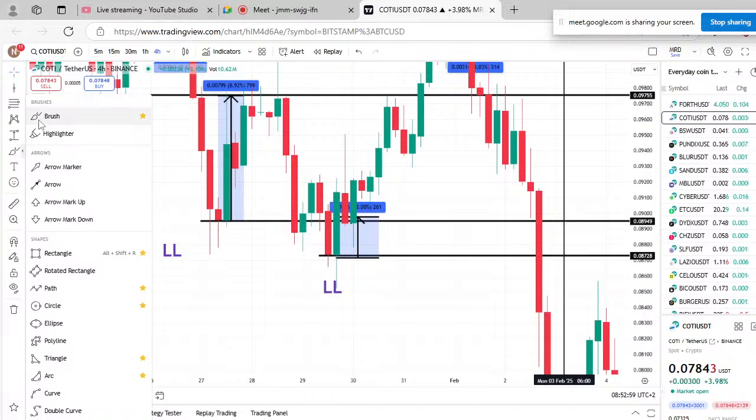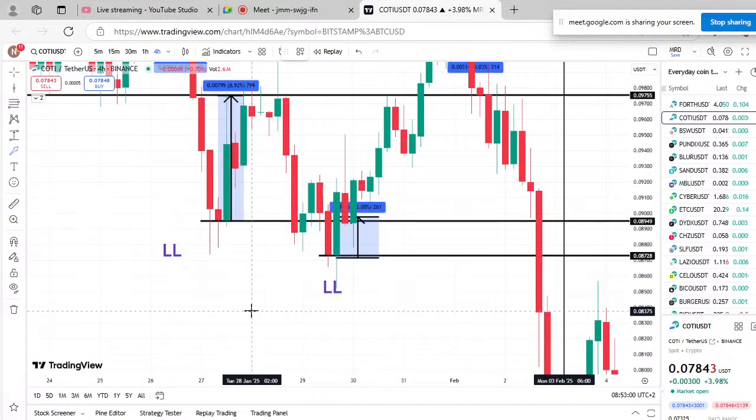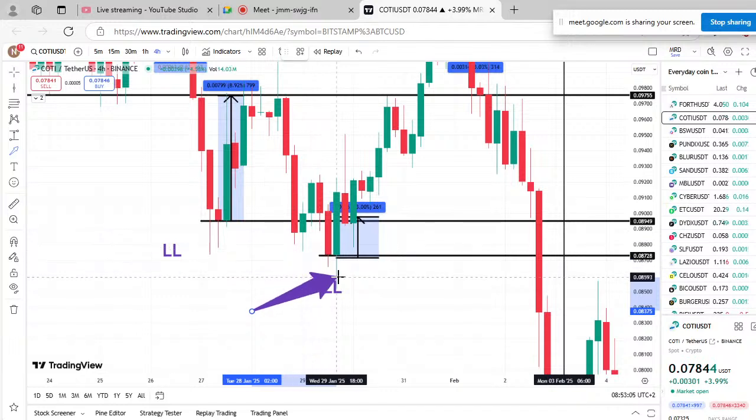Let me show you. No, the last lower low. This one. The last lower low. The second one. No, this one. This is the last lower low.